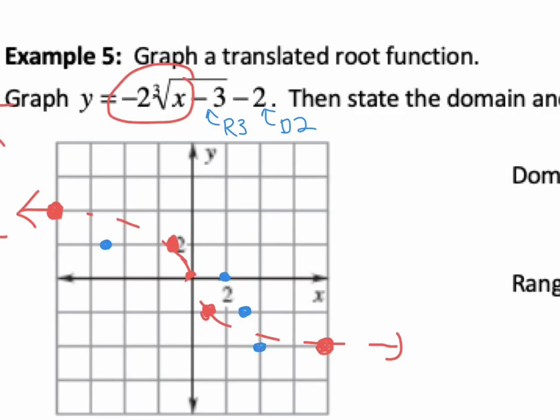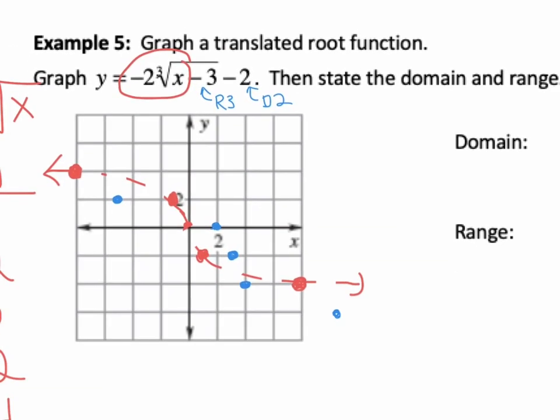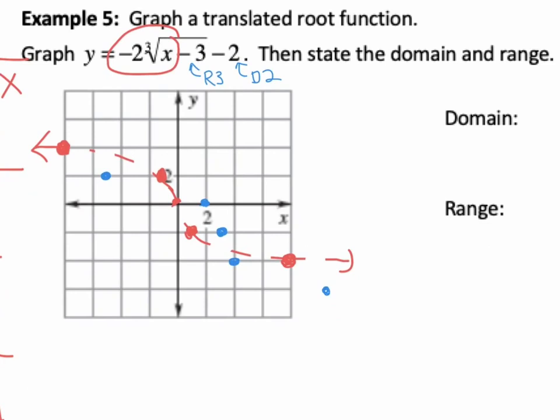And then this guy won't fit. I'll try to get him to fit. So right 3 down 2 would be right there. Make a little mark off the grid there. And then I would connect those with my nice little sideways S. That's my graph for my cube root. There it is.